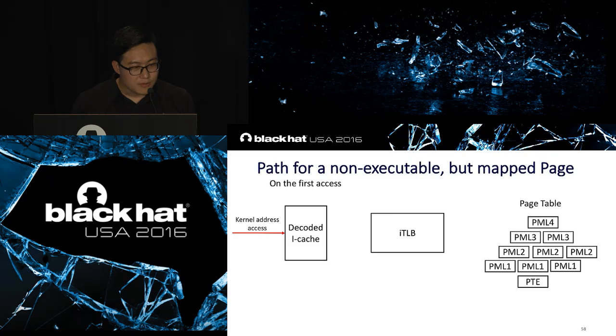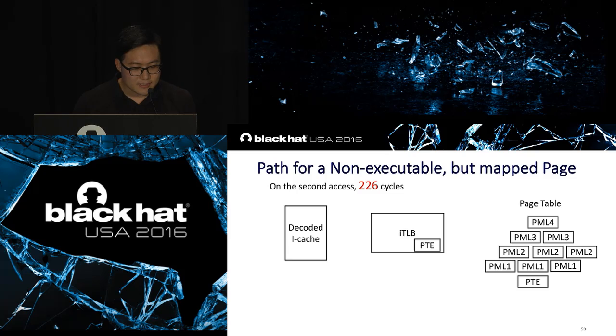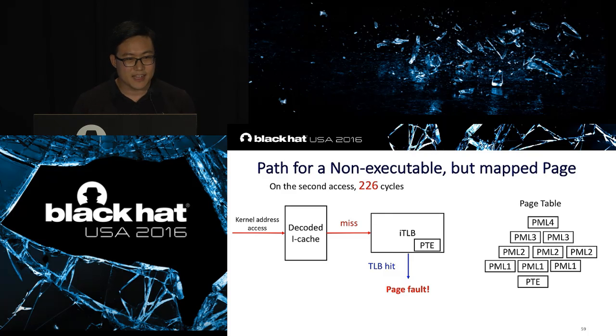And next is analyzing how the non-executable but mapped page works with this type of access. So it will miss on the decoded I cache, miss on the TLB first, then page fault, cached on the ITLB, then page fault on the first access. And on the second access, now it misses on the decoded I cache, but hits on the ITLB. But would the processor generate a fault here? If it did, it should manifest faster timing than the unmapped one.